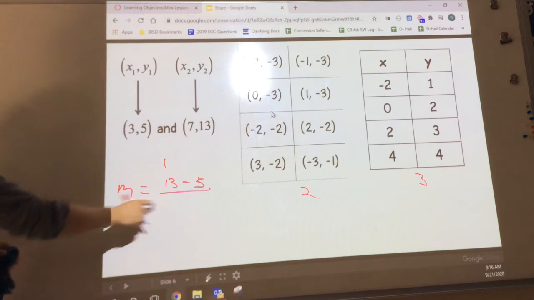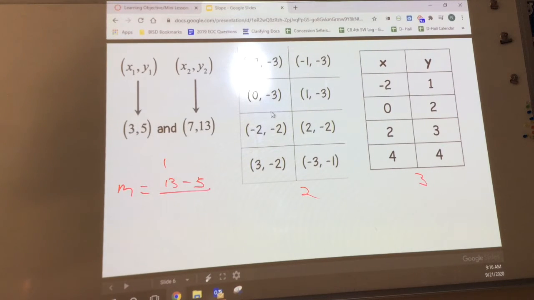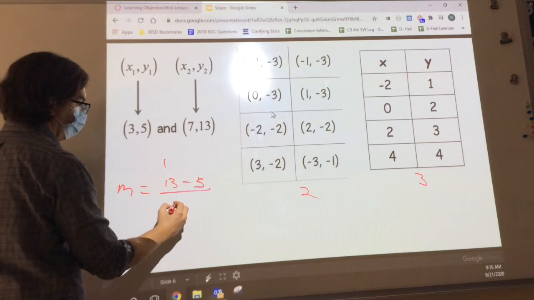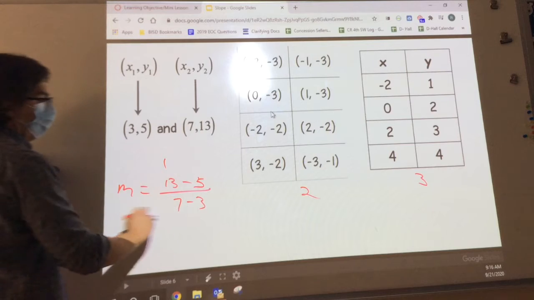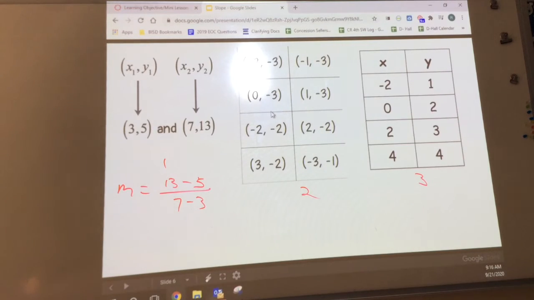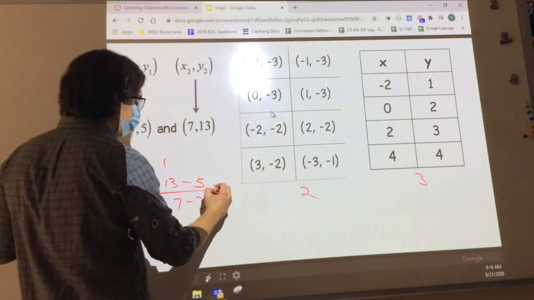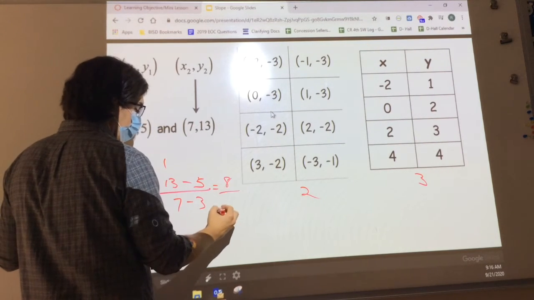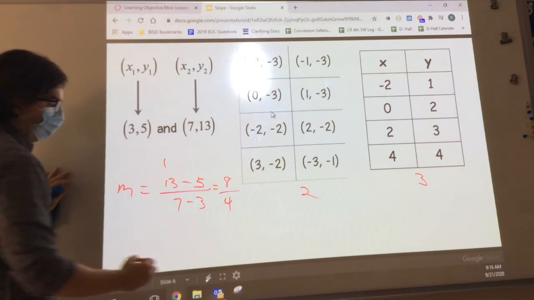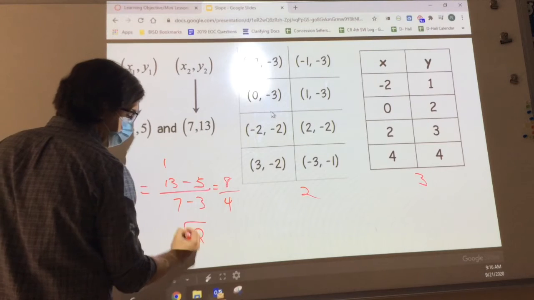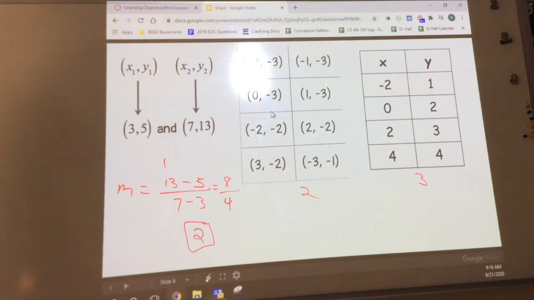How would I set up this x part down here, Bennett? X equals 7 and y equals 13. Remember, all the x's are on the bottom. So x is 7 and x is 3. You had it right. I just want you to make sure you understand the vocabulary there. 13 minus 5 is 8. 7 minus 3 is what? 4. So what should my slope be? 2. We're okay with that? Okay, let's go to the next one.